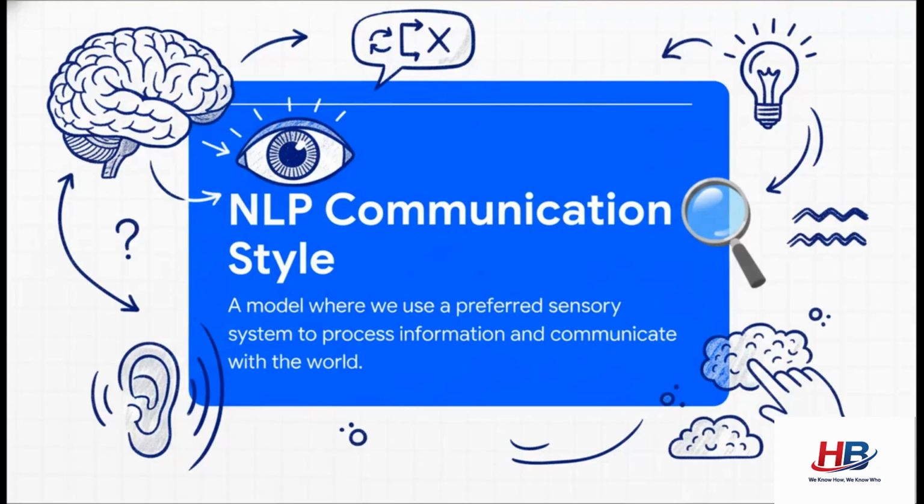Now, to help us get a handle on this, we're going to borrow a really useful framework from neuro-linguistic programming, or NLP for short. It's all about the connection between our language and our internal experience. And it suggests that we each lean on a primary sensory system to make sense of everything. You can almost think of it as your brain's default operating system for communication.